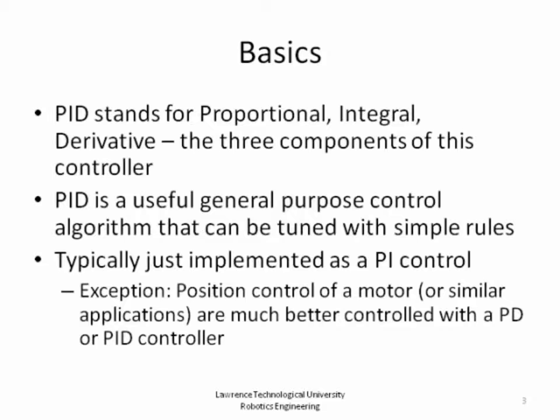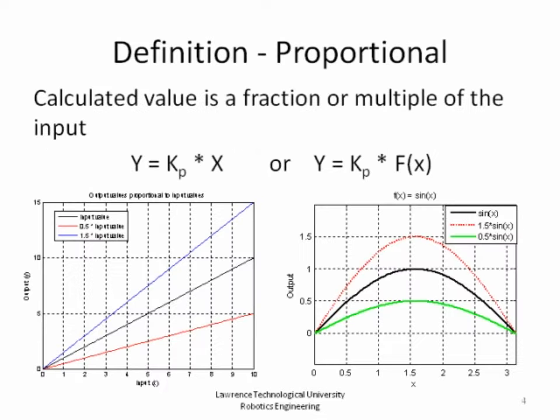Most of the time when we implement this, we'll just implement it as a PI control. The derivative part can be kind of messy, and it's typically not needed. If you need it, obviously add it. But one big exception is when we're doing position control, like the angle of a robot arm. You're much better off with a PD or even a PID than you are with the PI, and we'll get to that in the last video.